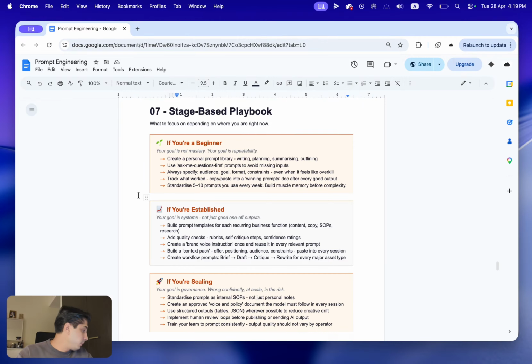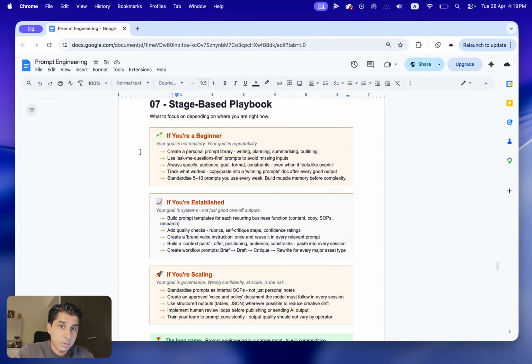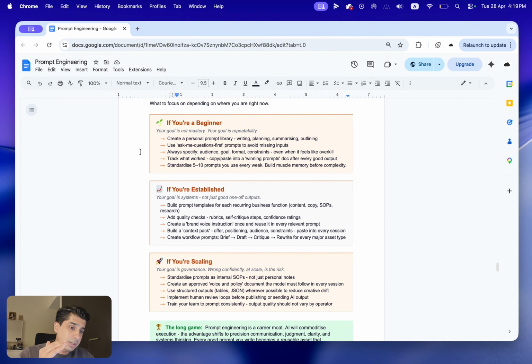Now, number 7 is staged based playbook. Now, what to focus on depending on where you are right now, and this is really important for you guys to gradually get ahead of the game rather than start big and then get confused and then think this isn't for you or it's not really working.